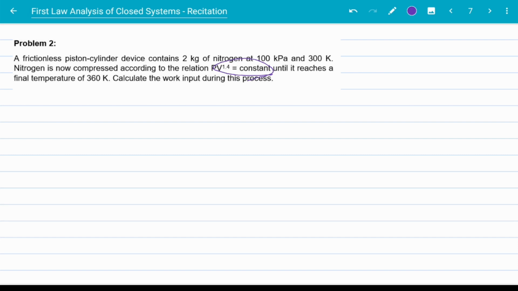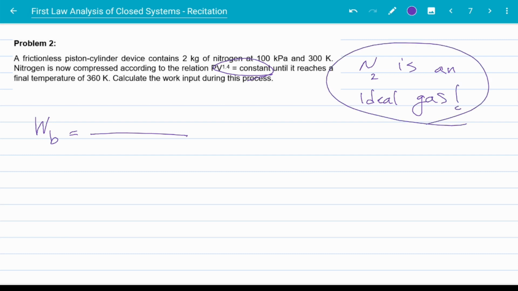Now, this problem is actually very easy. All you need to do is check the lecture for polytropic processes and find the boundary work equation. So the boundary work equation for a polytropic process, if the gas is ideal, and we are dealing with nitrogen, and nitrogen is an ideal gas, that is given. So we can use the polytropic equation for an ideal gas and say the boundary work is mass of the gas times gas constant, final temperature minus initial temperature, over 1 minus n.